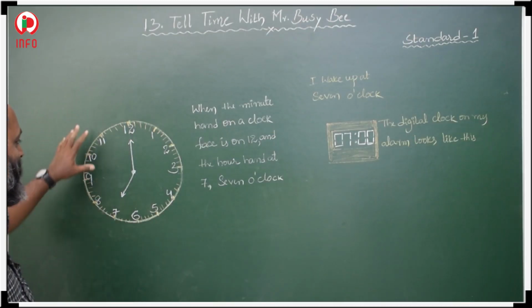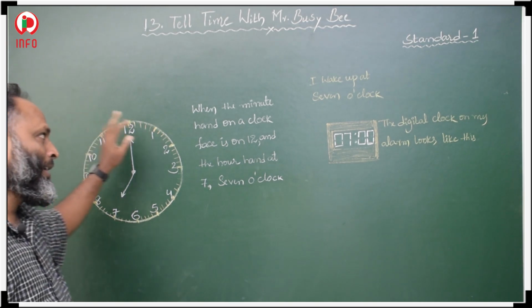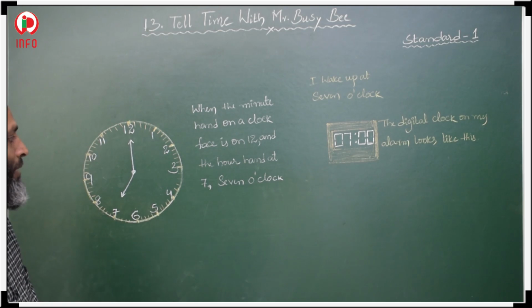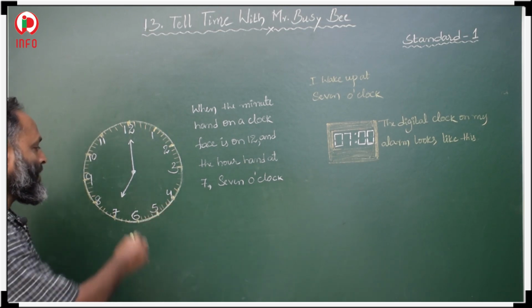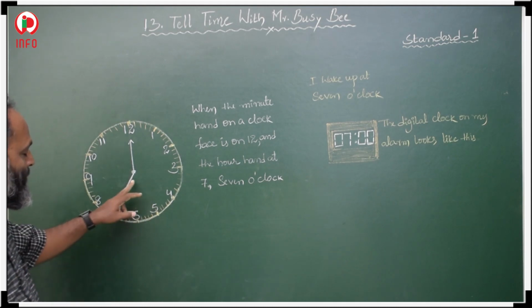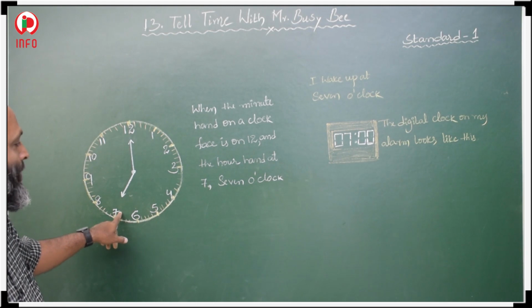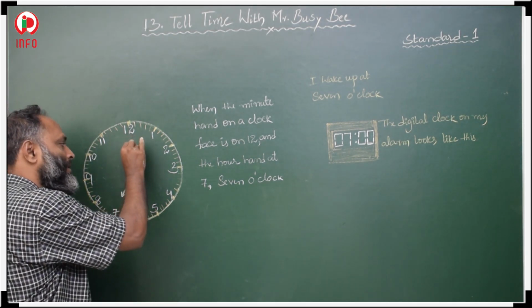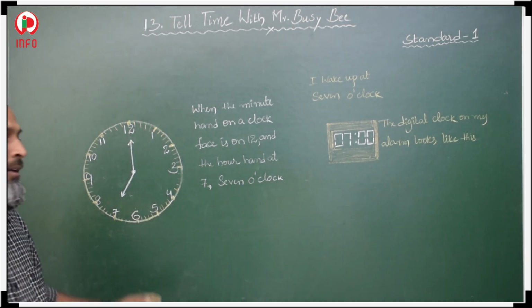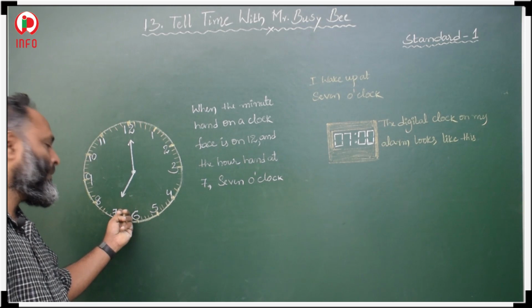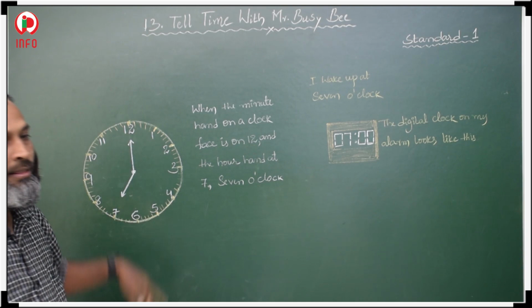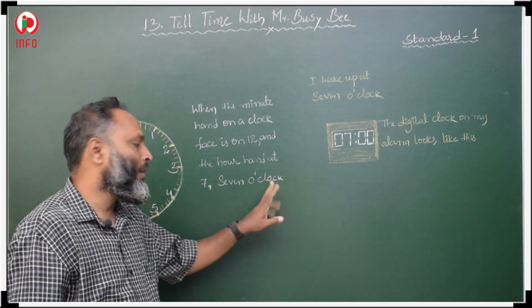Next, see here. This is a clock. When the minute hand on a clock face is on 12 and the hour hand is on 7, the small hand is pointing at 7 and the minute hand, the big hand, is pointing at 12. Then the time is 7 o'clock.